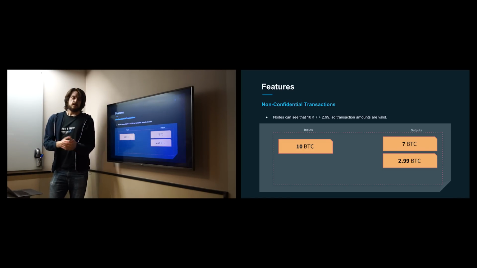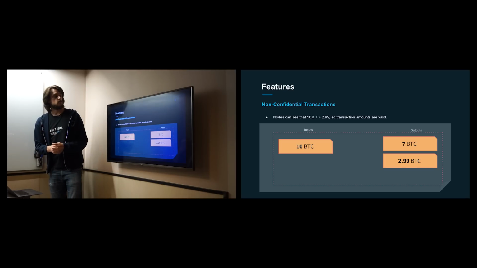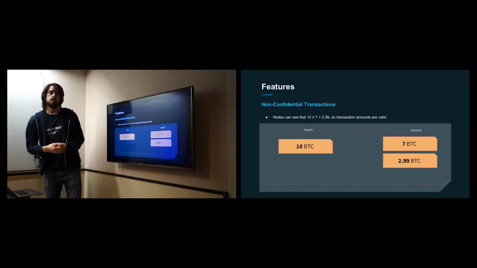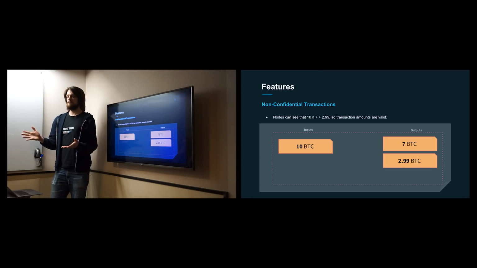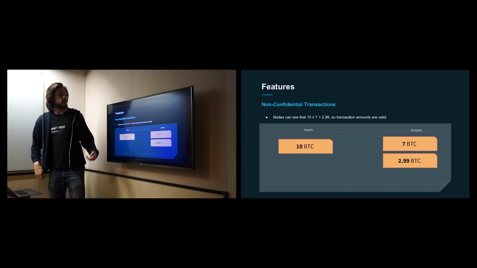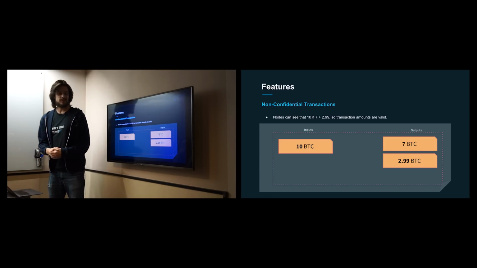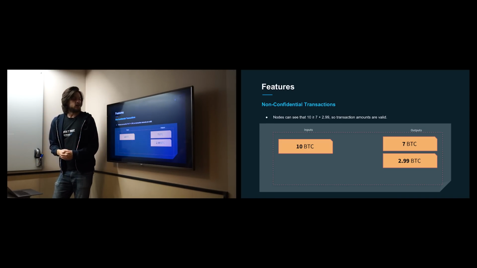In a regular Bitcoin transaction, you'll have something like this. We have an input with 10 Bitcoin, outputs with 7 Bitcoin and 2.99. Why is it 2.99? Fees. There you go. By the way, that's a big fee. I know. I was going to edit that, but I had too many zeros and nines in the end there. But it's an expensive transaction. It's a baller.